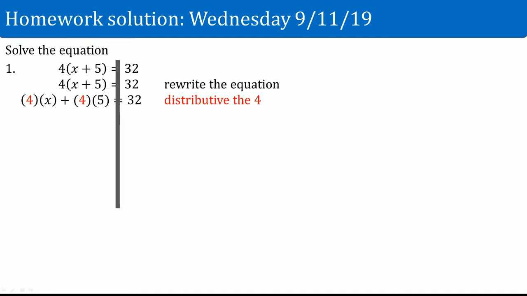What do I have left over? 4 times x is 4x. 4 times 5 is 20. That is what I have left over on my left-hand side. My right-hand side was just a 23.